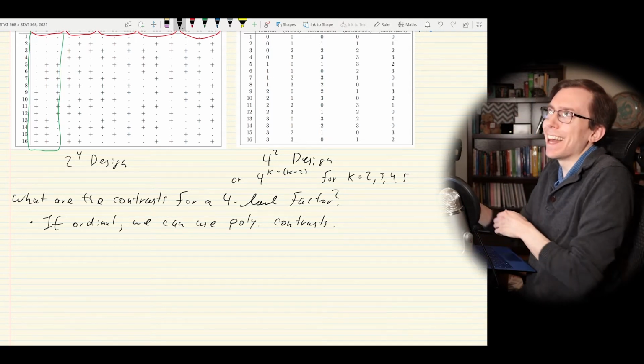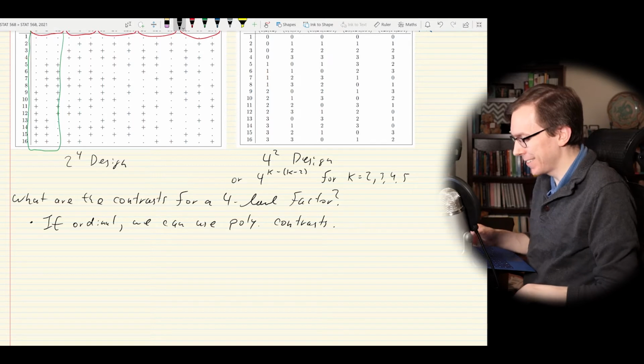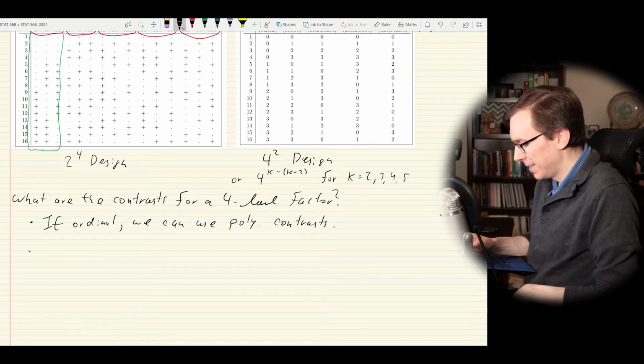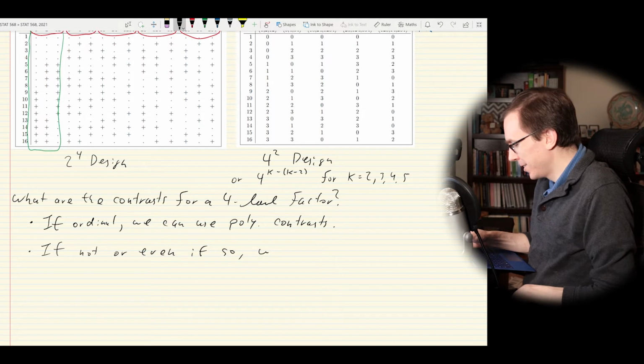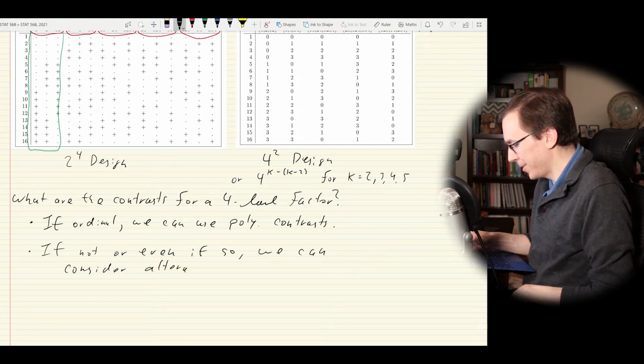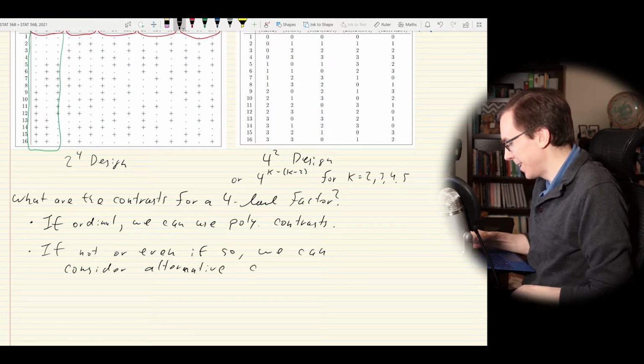Cubic's not so high that you might not get something cubic in your data, so it might be worth it. If not, or even if so, we can consider alternative contrasts.